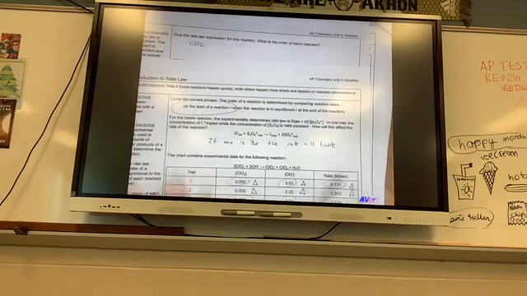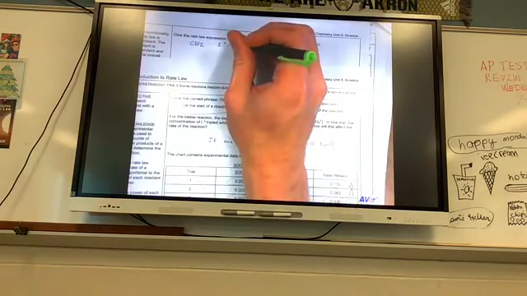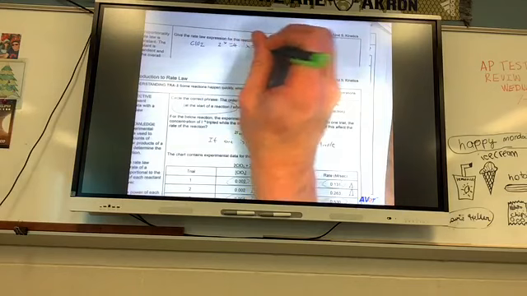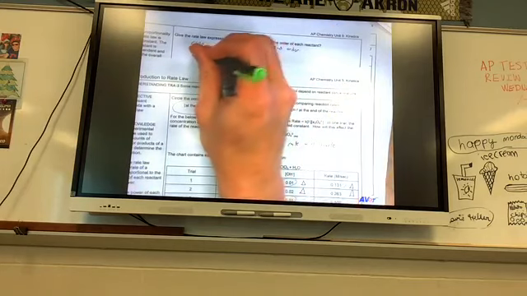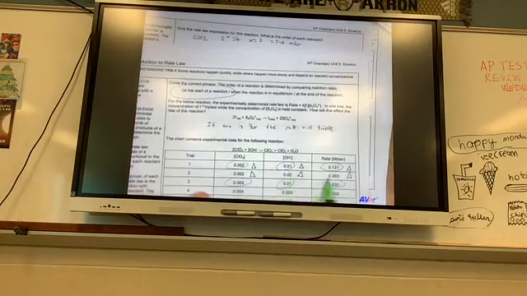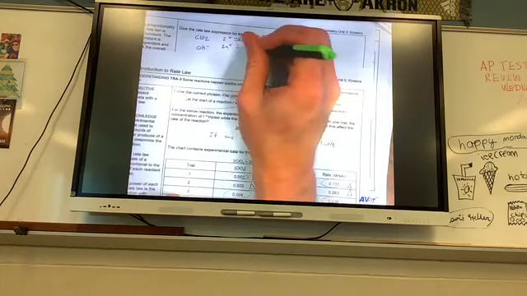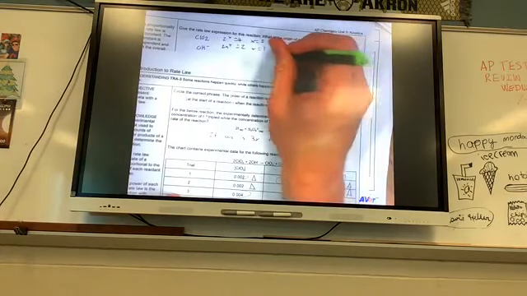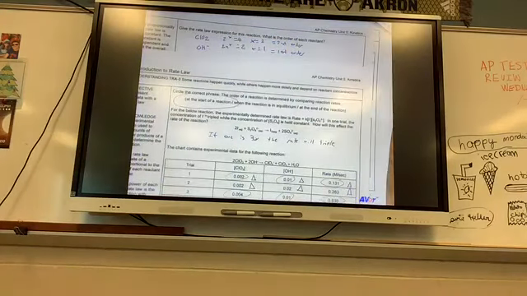On the page, ClO2 doubled, and my rate went up by a factor of 4. So that means 2 to the x equals 4, so x equals 2. Therefore, this is second order. My OH minus doubled, while the rate went up by a factor of 2. So that means 2 to the x equals 2. Therefore, x equals 1. So OH minus is first order. You guys remember doing that to figure out what the order of stuff is.